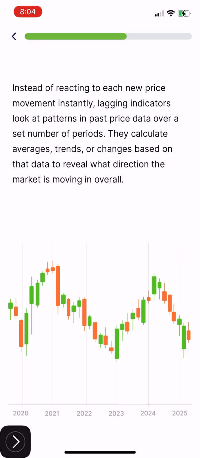Instead of reacting to each new price movement instantly, lagging indicators look at patterns in past price data over a set number of periods. They calculate averages, trends, or changes based on that data to reveal what direction the market is moving in overall.